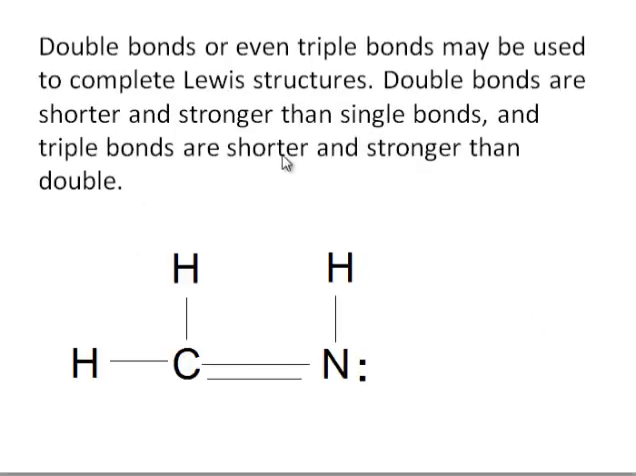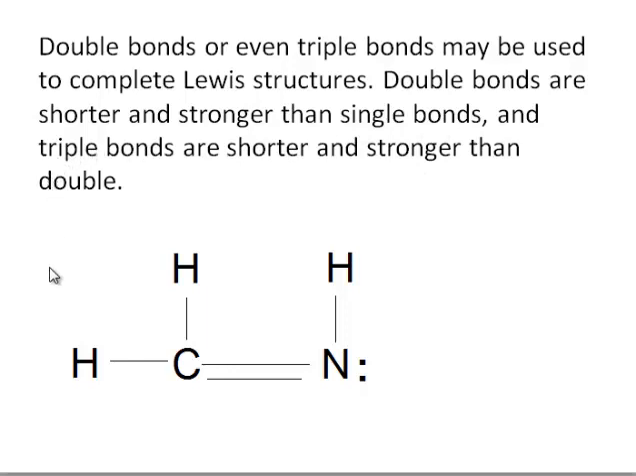I'm sure you were able to draw a structural formula. You may have had trouble completing the structure unless you read ahead in the text to learn about double or triple bonds. In this lecture, this is the first example of a double bond Lewis structure. Double bonds or even triple bonds can be used to complete Lewis structures. Double bonds are shorter and stronger than single bonds, and triple bonds are shorter and stronger than double.